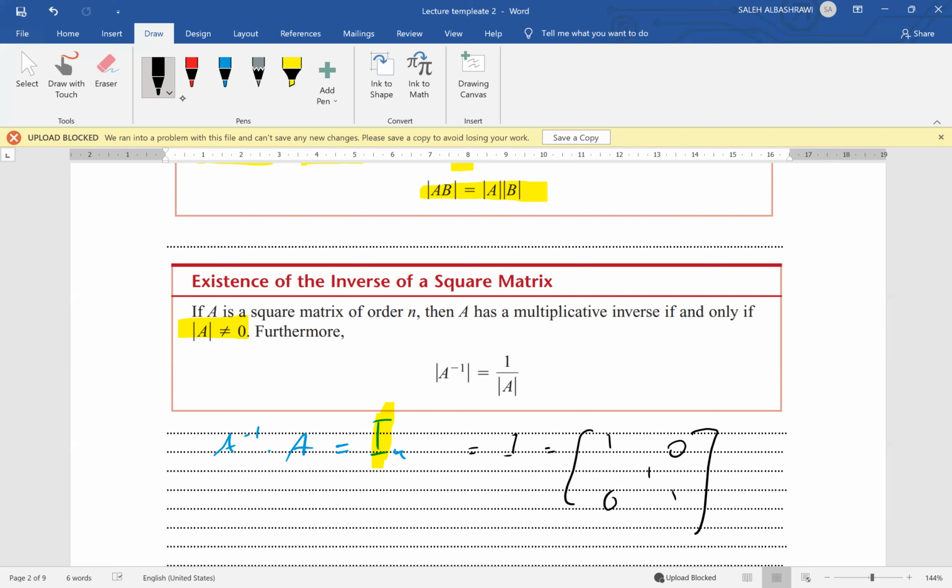This is the identity matrix. So A inverse times A equals I, and also, because the product of matrices is not commutative, A times A inverse must be equal to the identity. If these two conditions are satisfied, then we say A has an inverse. But to have an inverse, the determinant must not be equal to 0. And also the determinant of the inverse will be 1 over the determinant of the given matrix A.